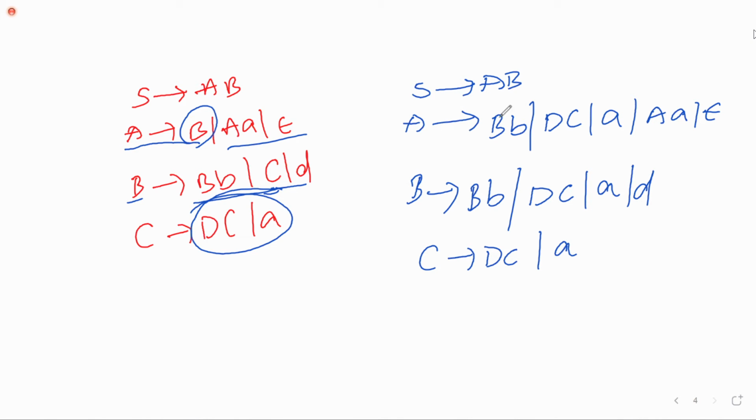Yes, A, B. A is deriving a string. B is also deriving a string. String means terminal. First condition for a useless symbol: reachable from the start symbol. From S we can reach A and we can reach B. The second condition is whether it is deriving any terminal or not. Yes, A is deriving a terminal, B is deriving a terminal. Any doubt regarding this? No, ma'am. S is useful, A is useful, B is useful.